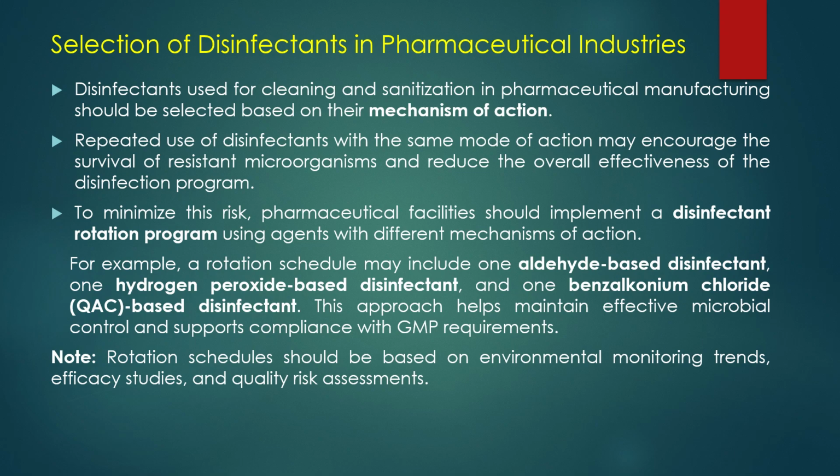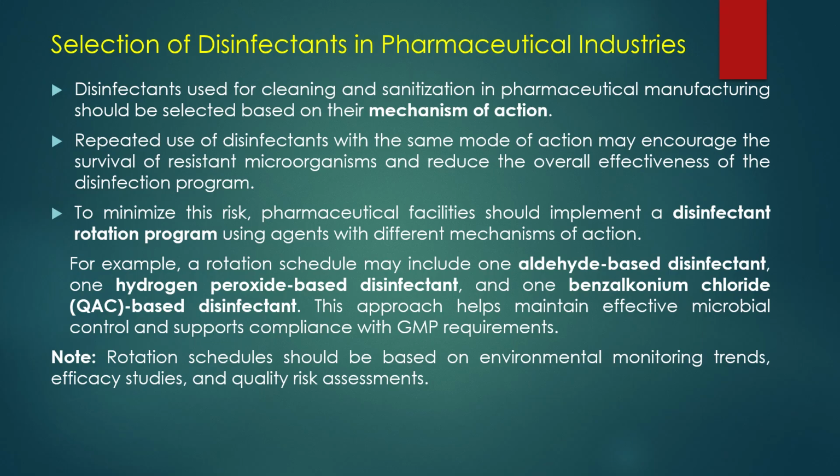Now that we know the different types of disinfectants, how do we decide which one to use? In pharmaceutical manufacturing, disinfectants should be selected based on their antimicrobial effectiveness, mechanism of action, surface compatibility, and other site-specific requirements. It is also important not to rely on a single disinfectant. A rotation program using these agents with different mechanism of action can provide broader microbial control.